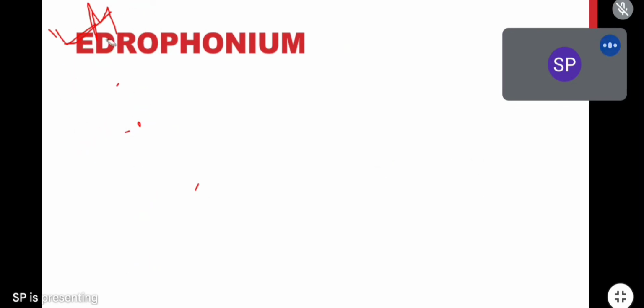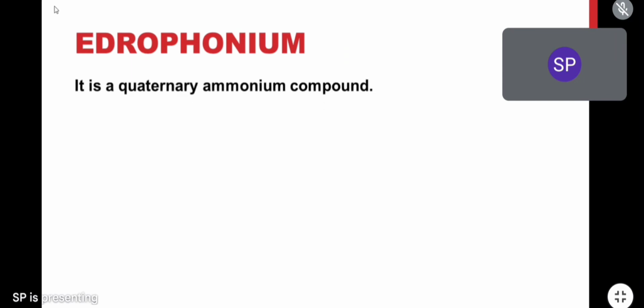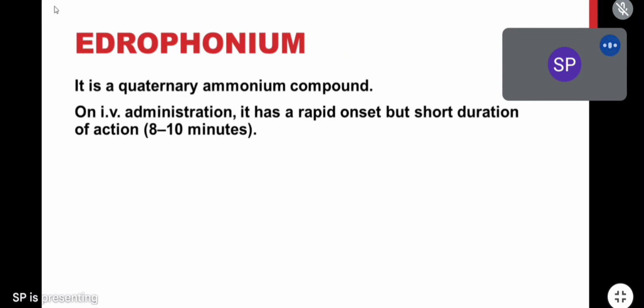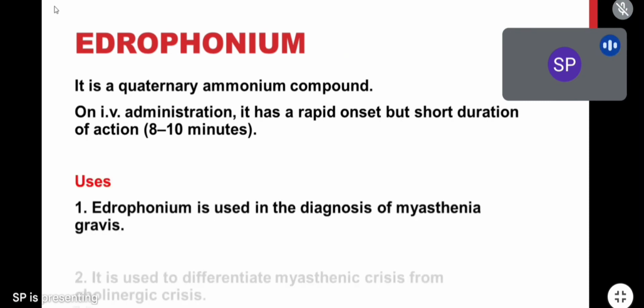Endrophonium. एक एक ड्रग का एक एक सिग्निफिकेंस है. Every drug has its own significance, so remember that at least one point. Okay, in exams it will be useful for you. So endrophonium is a quaternary ammonium compound, same like acetylcholine and same like pyridostigmine. Okay, it is available in IV administration and mainly it is used in diagnosis of myasthenia gravis.